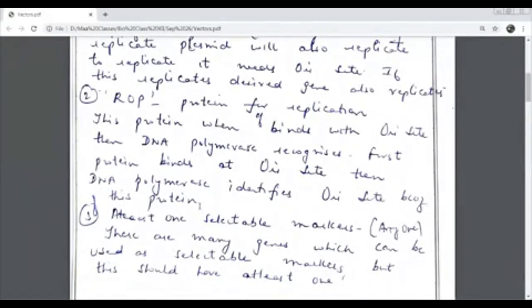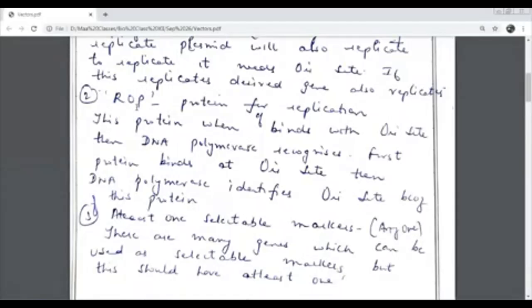Like outside a classroom, there is a name board: 5th A, 6th A, 9th A. What does the teacher do? Suppose the teacher is a DNA polymerase. The teacher has to enter a class. She is new in the school. So what will she do? First she will see what the name of the class is. Once she sees, okay, 11th is written, then she enters. Exactly the same thing happens here. Your teacher is your DNA polymerase, and the sign board outside the class is your ROP protein.